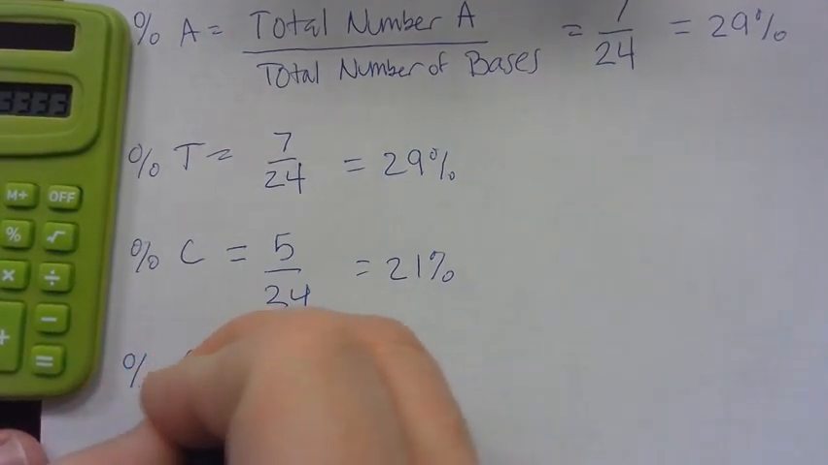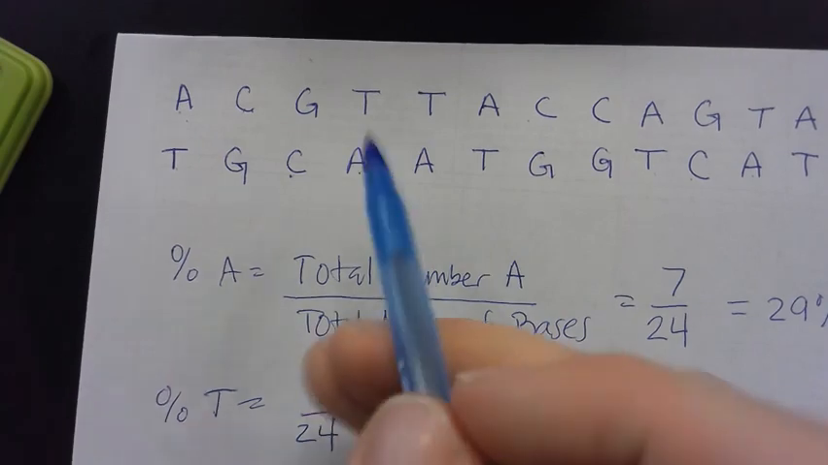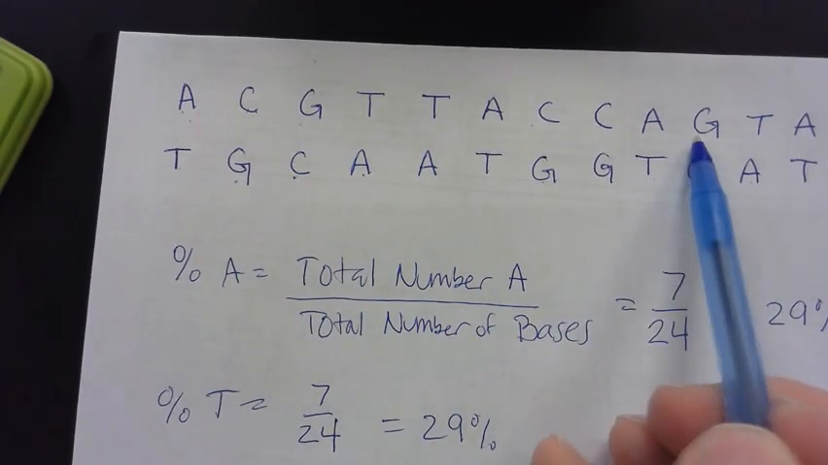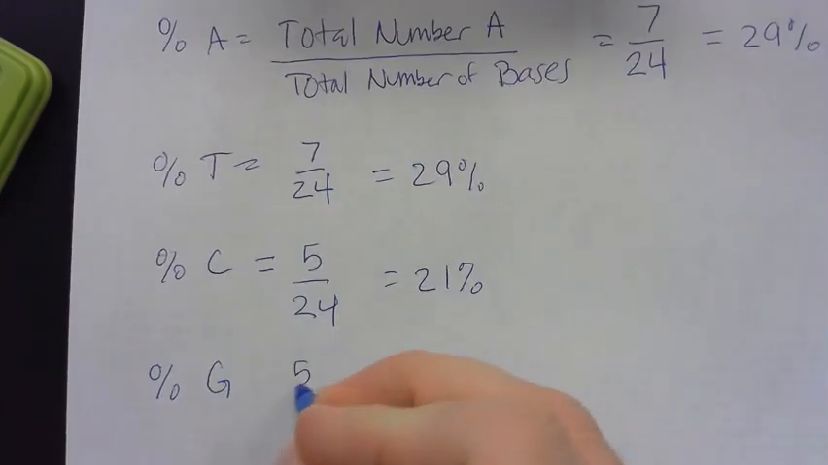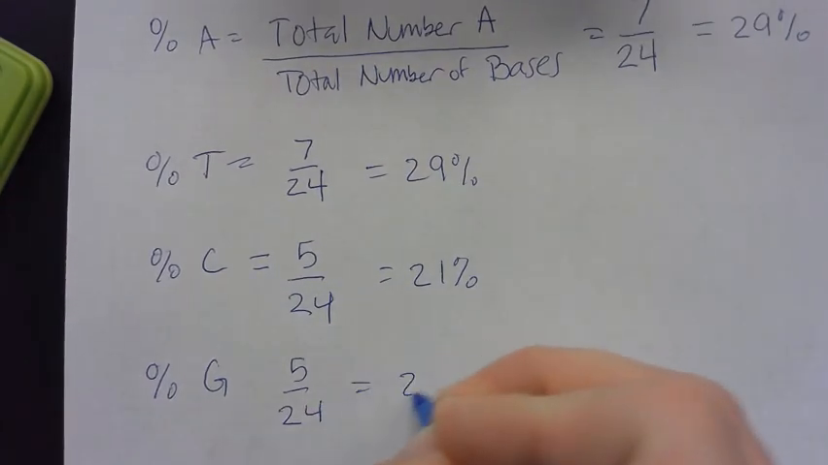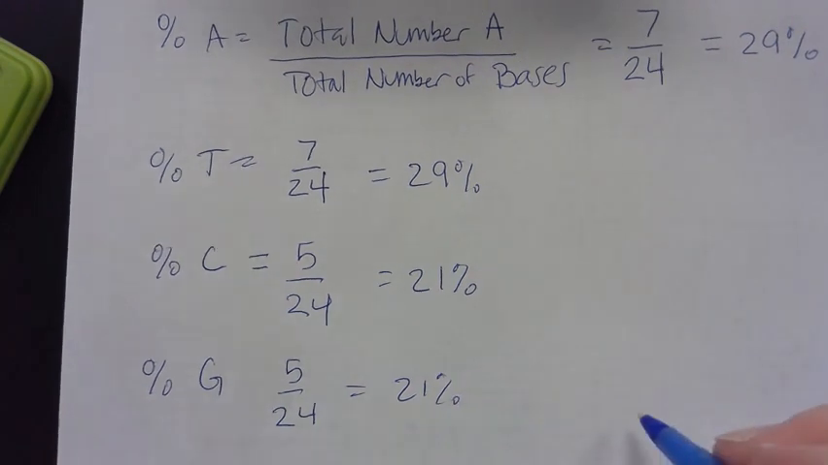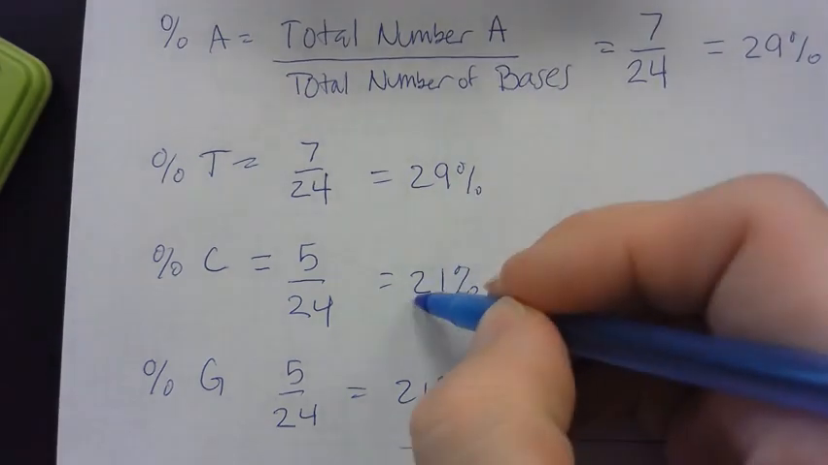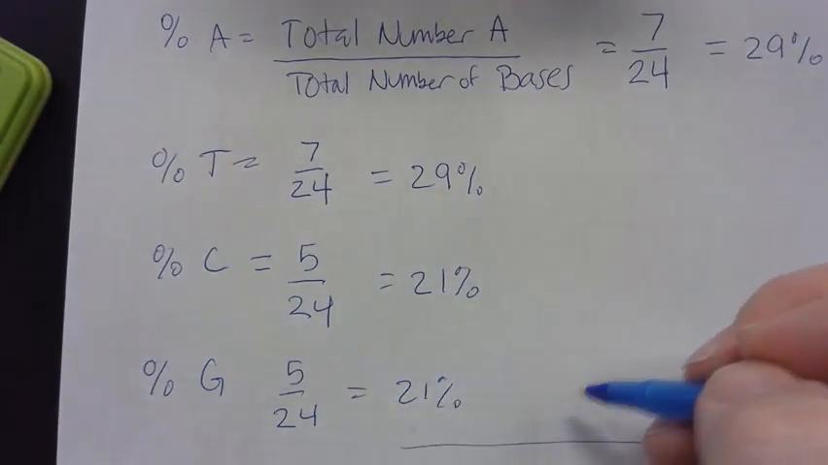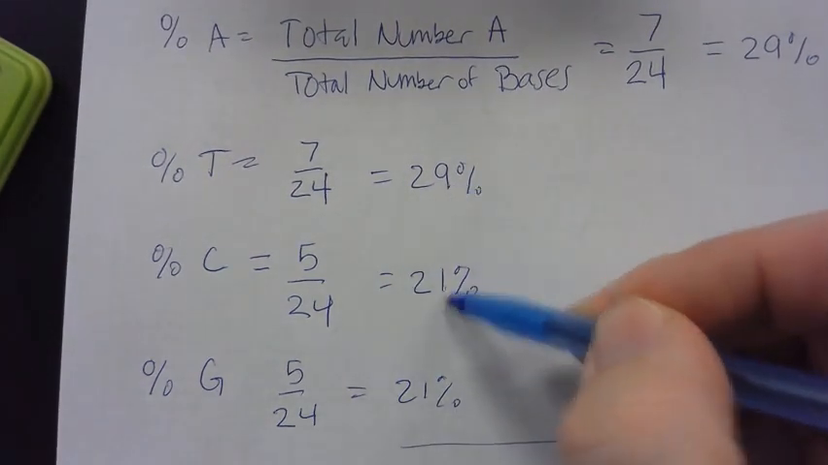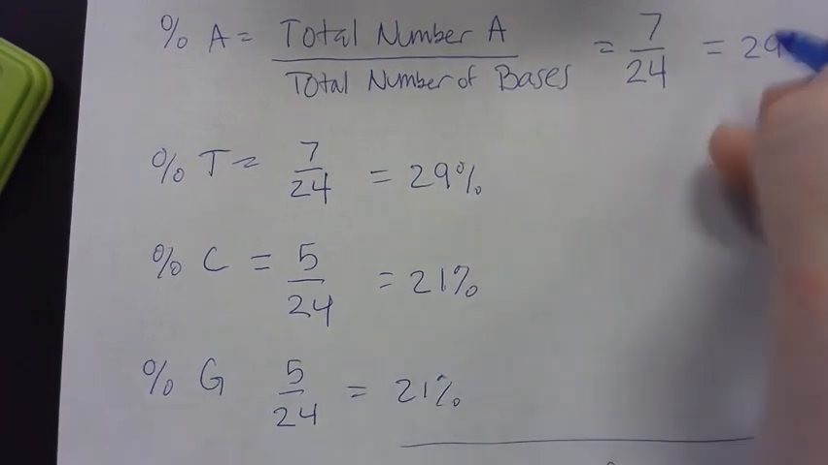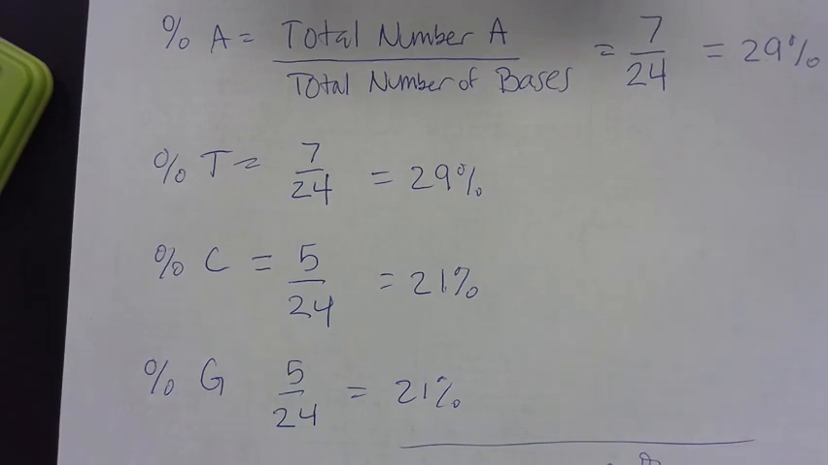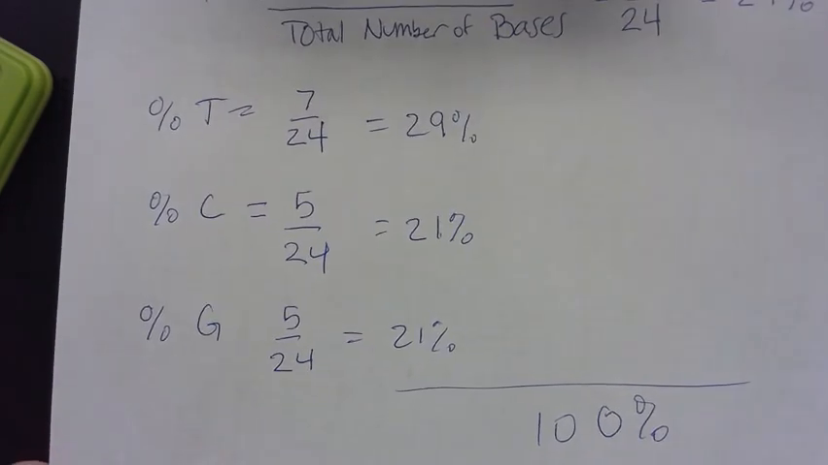If I wanted to find the percent of G's, come on up and let's count the G's. 1, 2, 3, 4, 5. And so down here, 5 out of 24 gives me 21%. And let's go check the math just to see if I'm right. If I had 29 and 29 and 21 and 21, let's see what we get. So 9 and 9 is 18, 19, 20. So I'll put a little 2 there. 2, 4, 6, 8, 10. What do you know? That actually comes out to be exactly 100%.